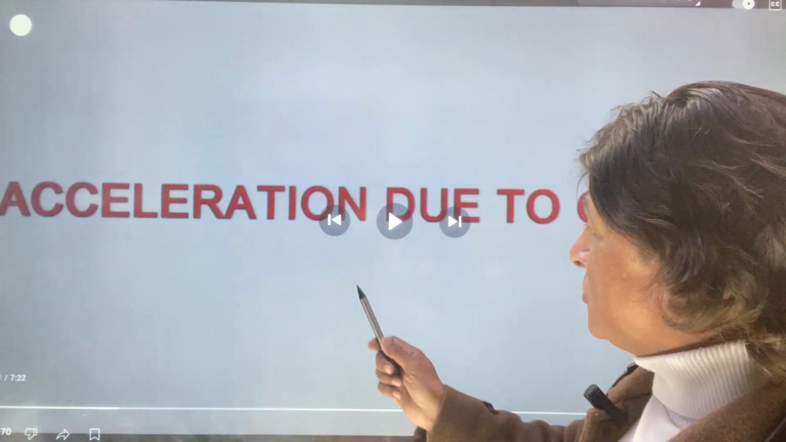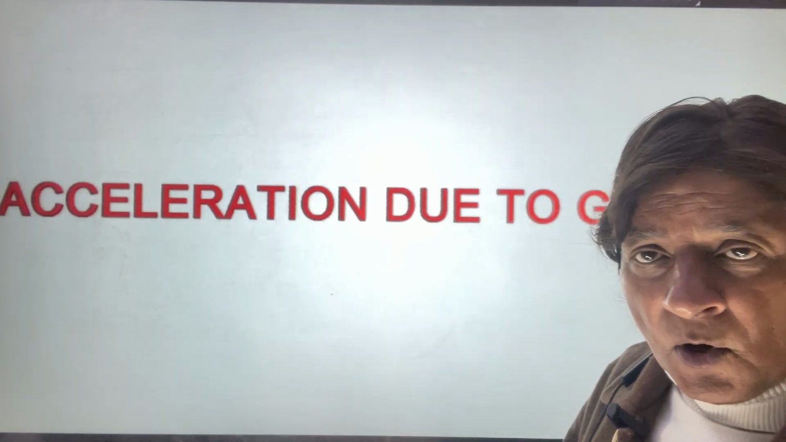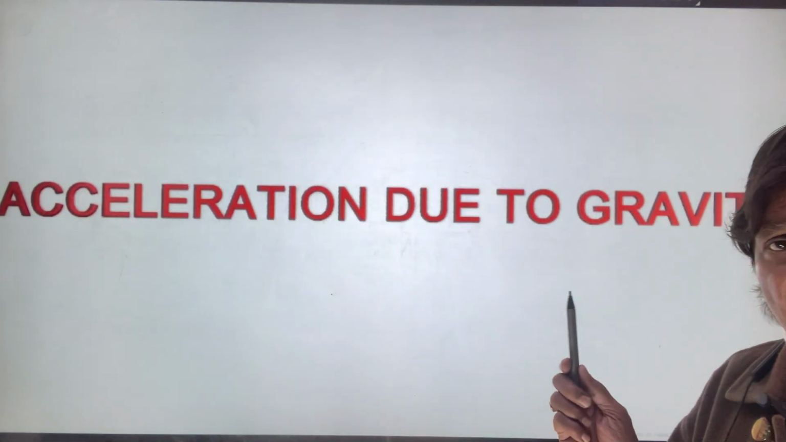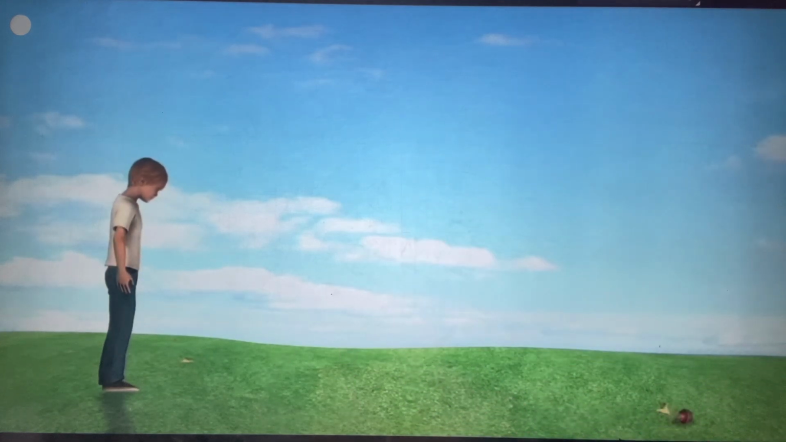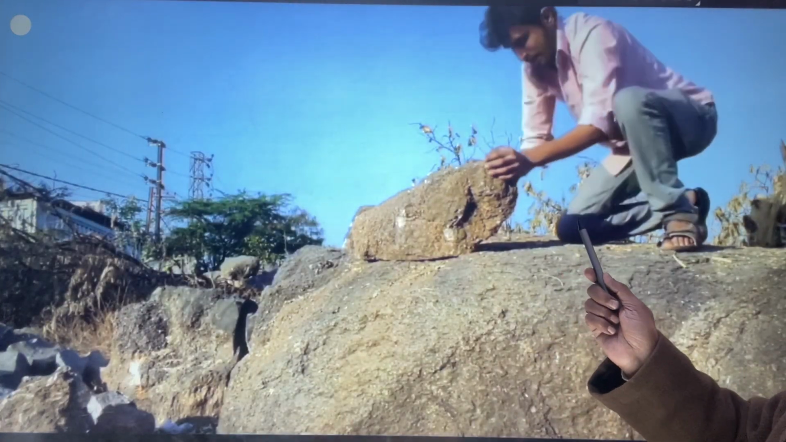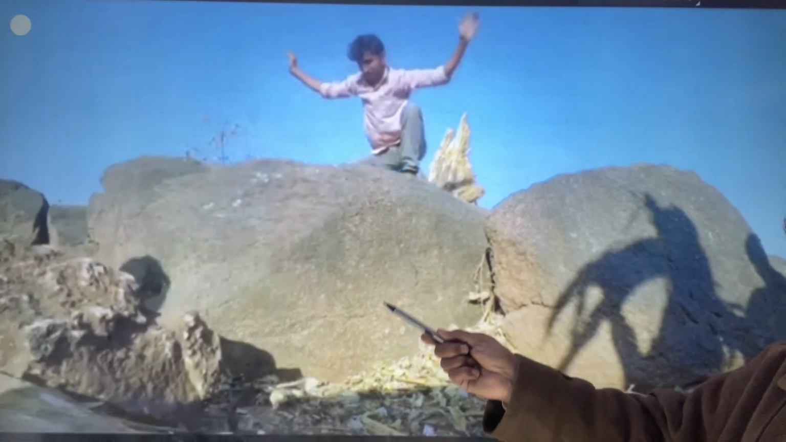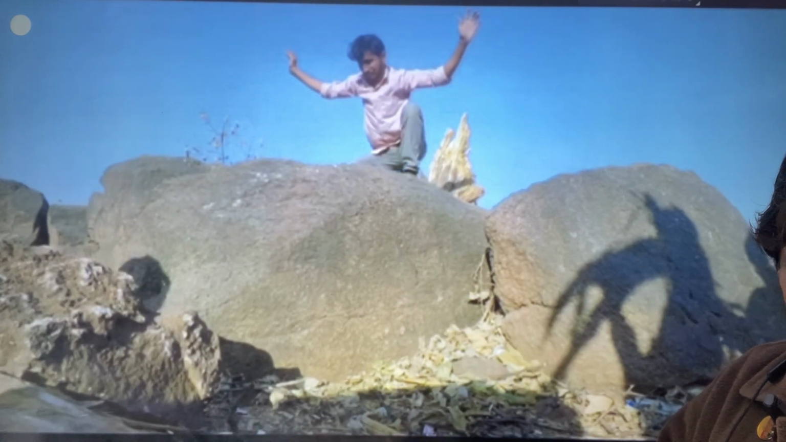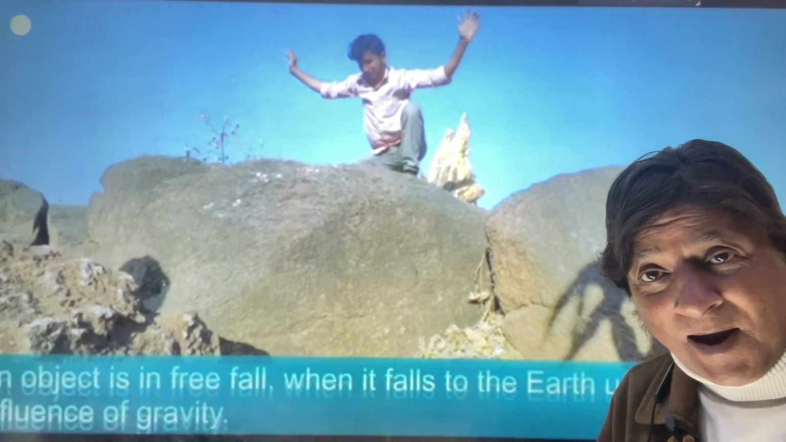Today I'm going to tell you a basic concept from day-to-day life: acceleration due to gravity. When you talk about acceleration due to gravity, see this boy throwing the ball down to the ground. He's just pushing it, and now it falls on its own just because of gravity. Very interesting, simple, but there is physics behind it.